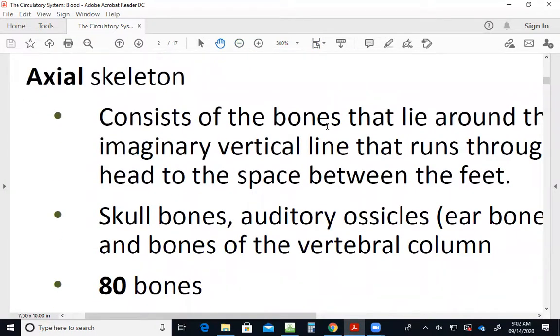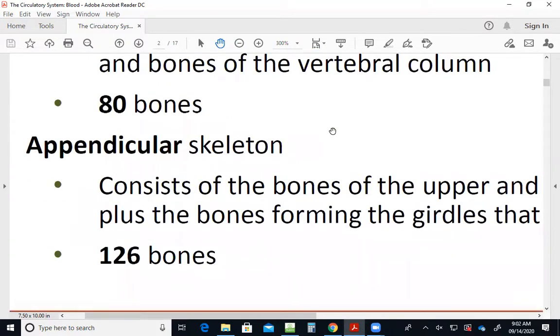Today, it's all about axial, those bones that were shown there in blue on the previous page.